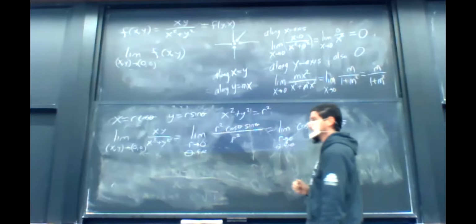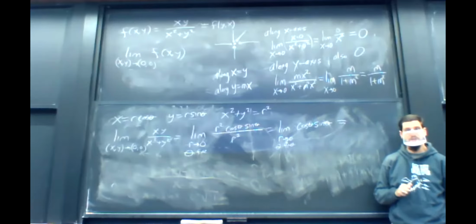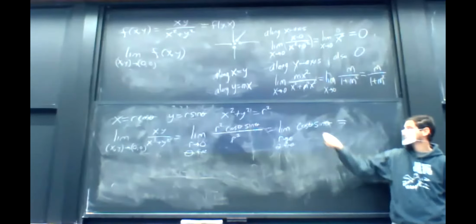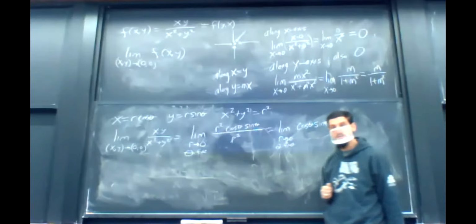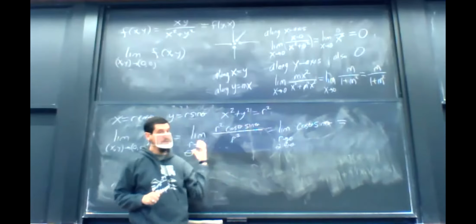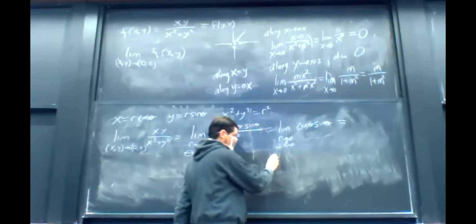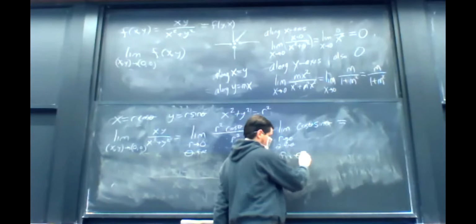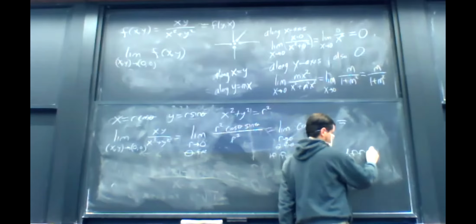And now, the limit will depend on what theta does. If theta is constant, then you'll just get cosine theta sine theta. If theta itself is spinning, then the limit won't exist. But this is enough to see that the limit will not exist. So if fixed theta can get different values.